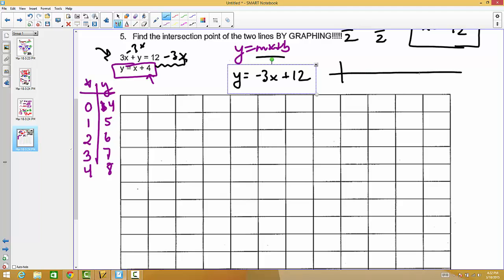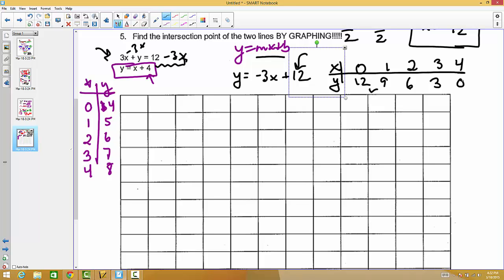So, you're going to make a table. 0 is going to give you that number, which is 12. Every time you go up by 1, you're going down by 3. Your slope is negative 3. So 1 will give you 9. That's down by 3. 2 will give you 3 less than 9, which is 6. 3 will give you 3 less than 6, which is 3. 4 will give you 0.